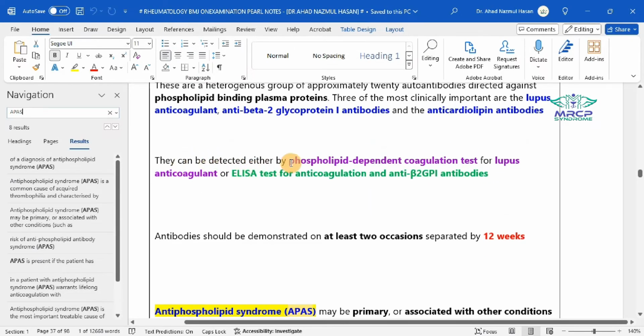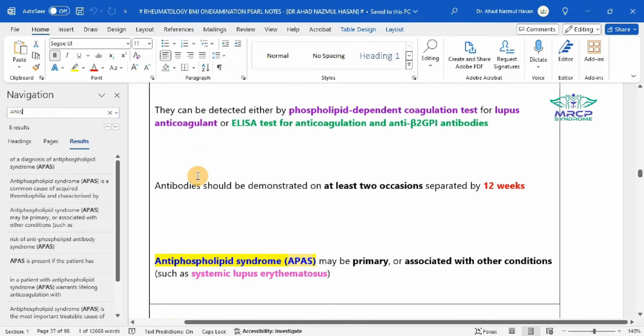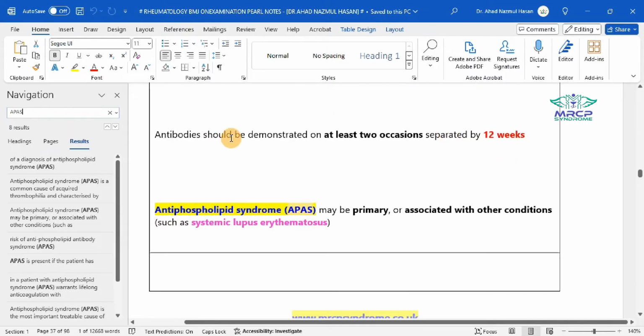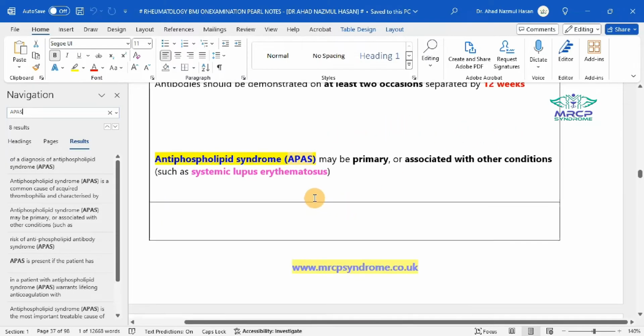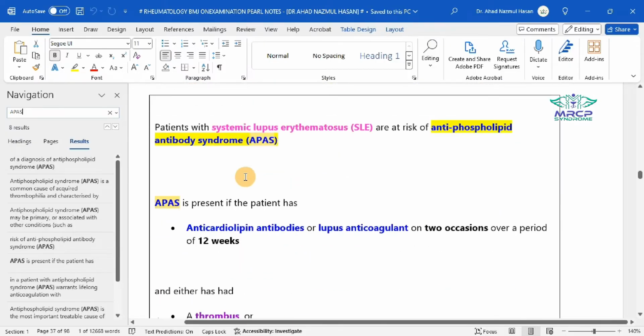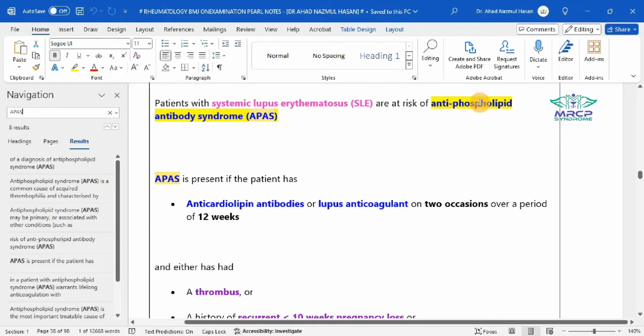They can be detected either by a phospholipid-dependent coagulation test for lupus anticoagulant, or by ELISA for anticardiolipin and anti-beta-2 GPI antibodies. Antibodies should be demonstrated on at least 2 occasions separated by 12 weeks. APS may be primary or may be associated with other conditions like SLE. So patients with SLE are at risk of developing antiphospholipid antibody syndrome.